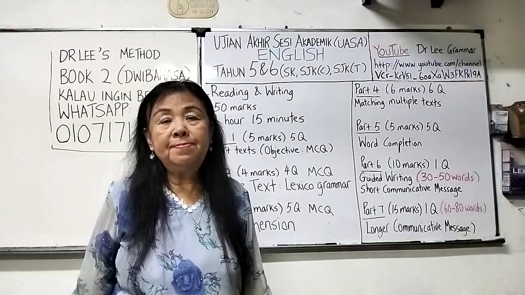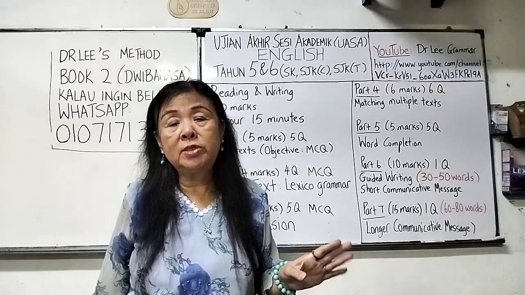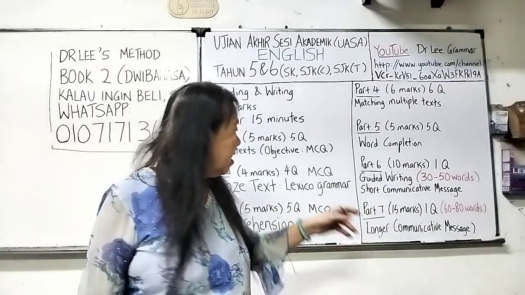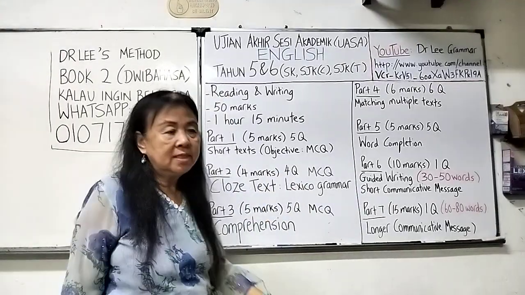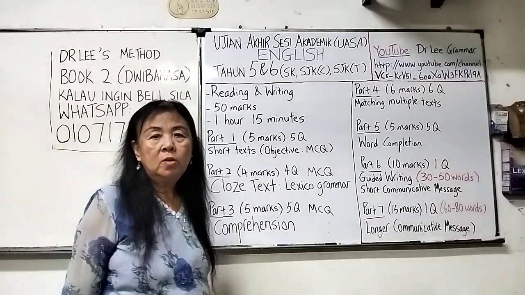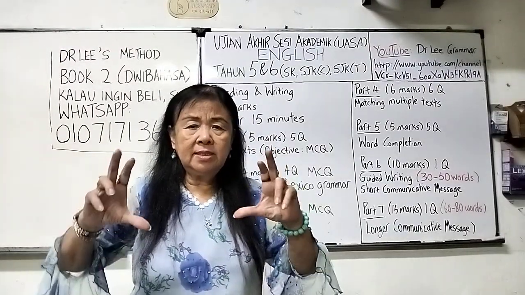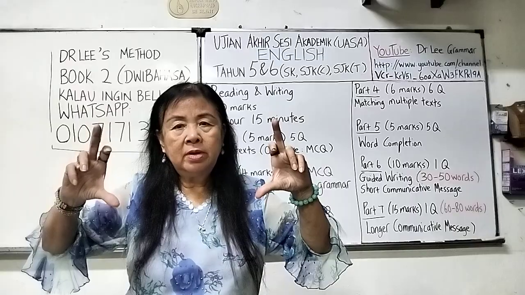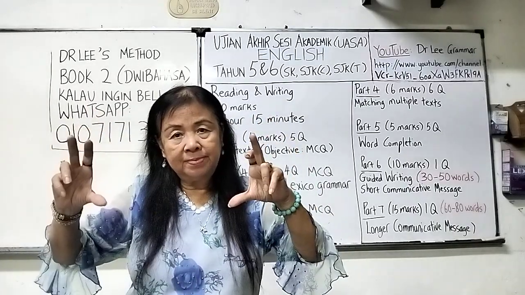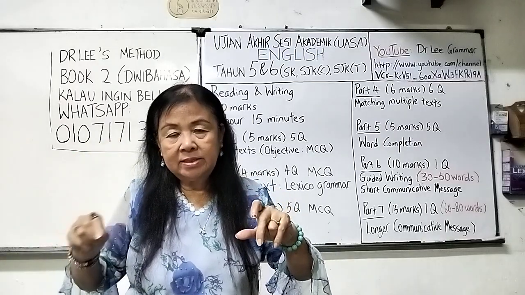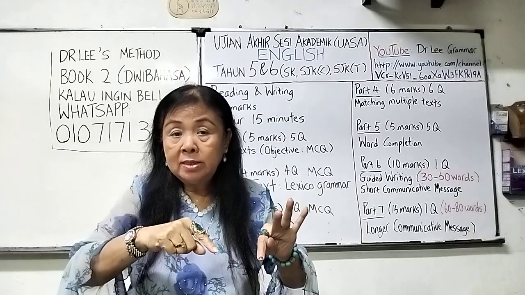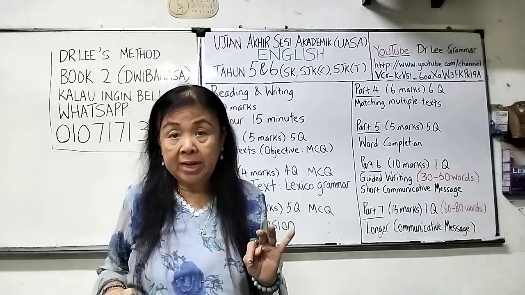Part 2 is the same, MCQ, multiple choice questions, ABC. You are given a choice. There are 4 questions altogether, and it is actually a closed text. What is a closed text? A closed text is a paragraph, a short story or an article. And then you are given 4 blanks, and you have to choose the correct answer which can fit into the blank correctly.